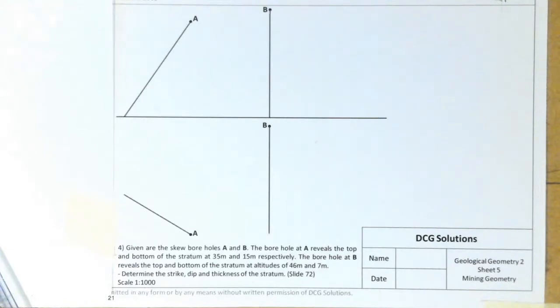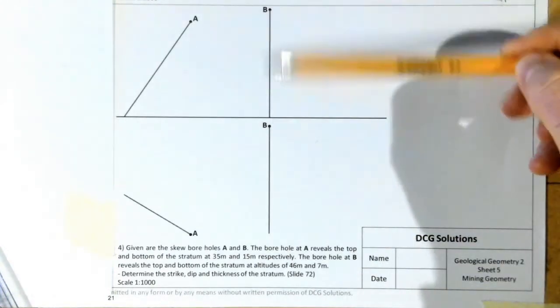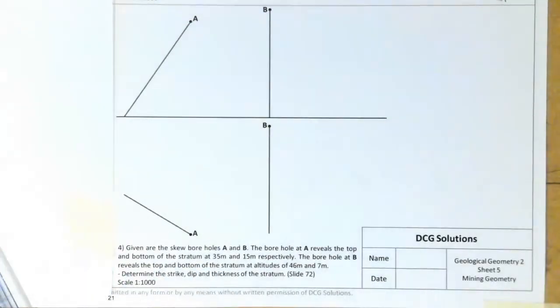Okay, next question on skew boreholes. I decided to do this one because it's just a touch different from the last one that we did, in that this time we're going to take the strike line from underneath rather than above. So we're going to take the strike line from the footwall rather than the headwall. And also it has a little bit of a tricky part here on the skew borehole B. So we'll just get started on that.